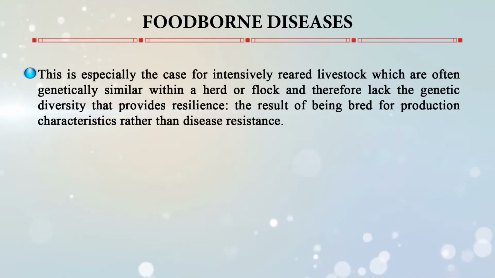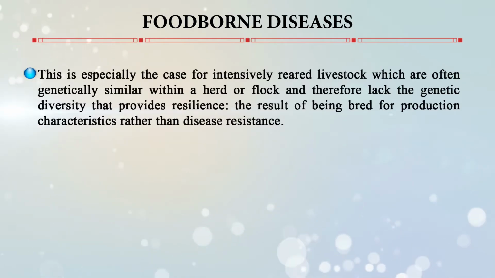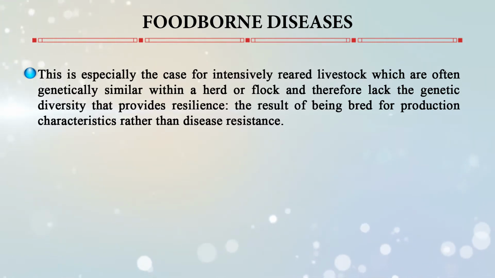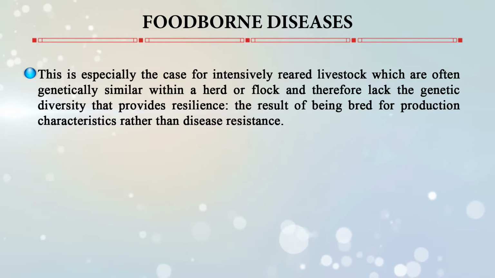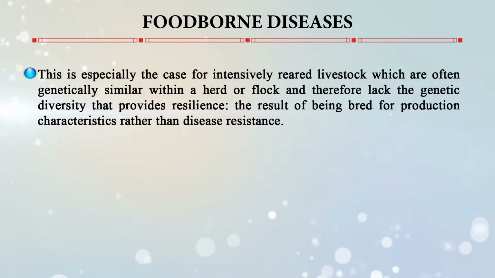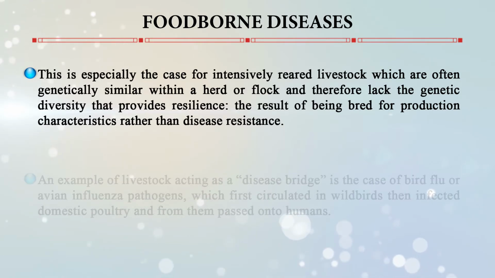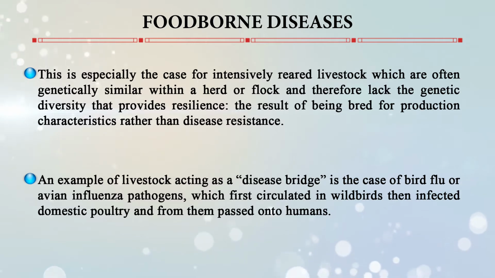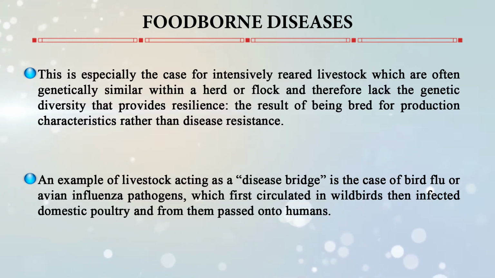Now this is especially the case for intensively reared livestock, which are often genetically similar within a herd or flock, and therefore they lack the genetic diversity that provides resilience, as a result of being bred for production characteristics rather than disease resistance. An example of livestock acting as a disease bridge is the case of bird flu or the avian influenza pathogen. This was first cultivated in the wild birds that infected the domestic poultry, and then after that it passed on to the human beings.